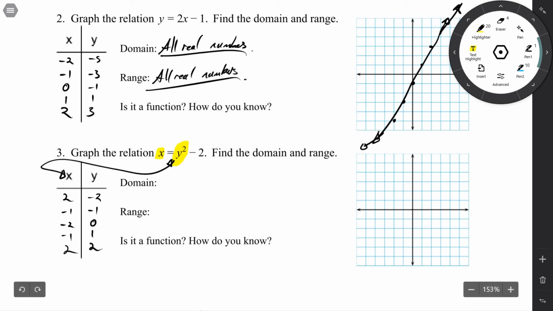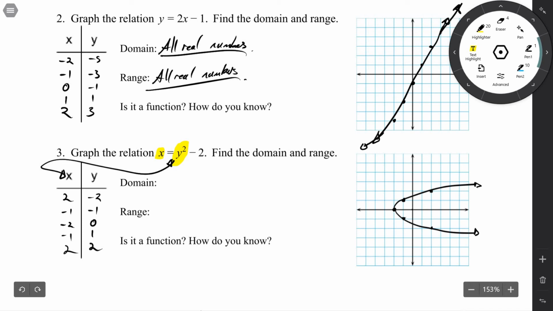So 0 on the y-axis would be -2. So don't want to get these flipped around. I almost did that. It's going to kind of look like a parabola just turned on its side. Really, that's exactly what this is.